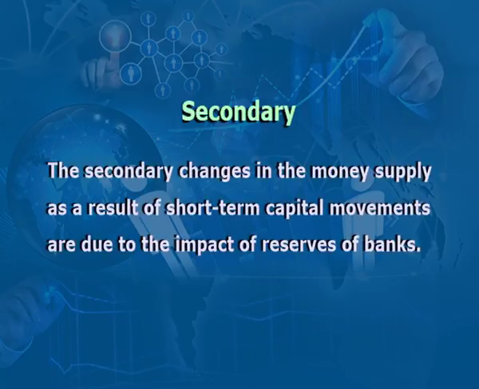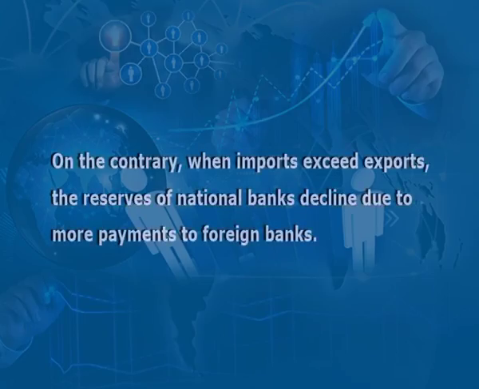The secondary changes in the money supply as a result of short-term capital movements are due to the impact of reserves of banks. When exports exceed the imports of the country, payments are made by foreign monetary institutions in the central bank of the country, which increase the deposits of national banks. On this basis, these banks lend more, which leads to secondary expansion in money supply or credit. On the contrary, when imports exceed exports, the reserves of national banks decline due to more payments to foreign banks. Consequently, the lending capacity of these banks declines.